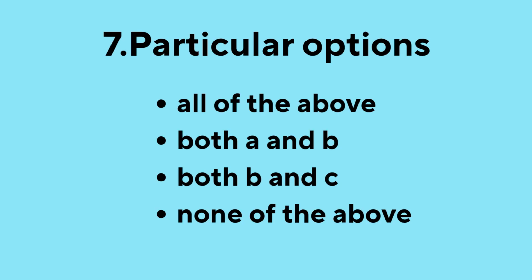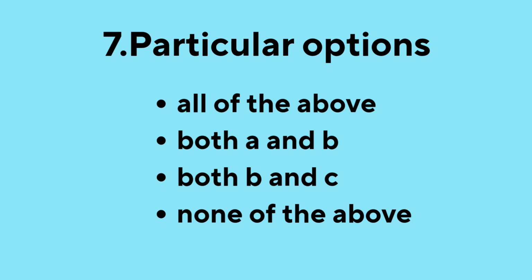The last technique is particular options. If in a question you have options like all of the above, none of the above, both A and B, both B and C, then don't consider none of the above as an option because it has a rare chance of being right. But if you have all of the above as an option, then please choose that. It has a high probability of being right.